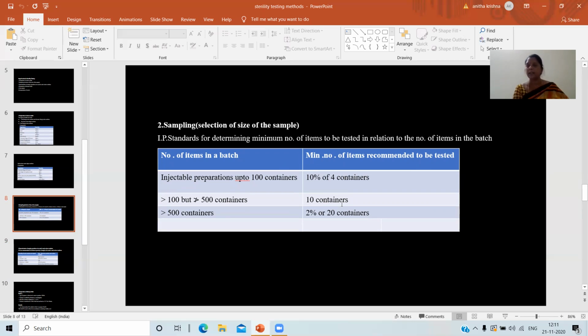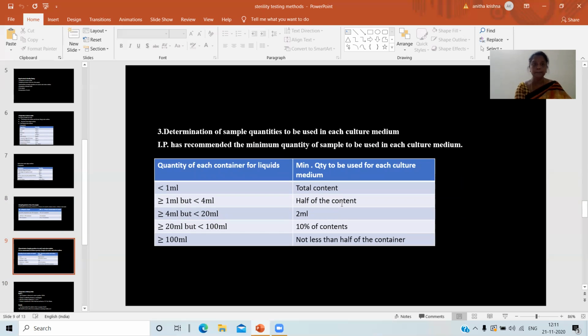For example, if the container contains 100 ml or 50 ml of the product, you just cannot pour the entire product of 10 containers and then check it. No. So in that way, you have to find out what is the amount of sample to be taken from each container in order to check the sterility. Now, for this also, IP has recommended certain standards. If the container contains less than 1 ml of the product, then you have to take the entire content of that particular ampule or vial or package and then use it for sterility testing.